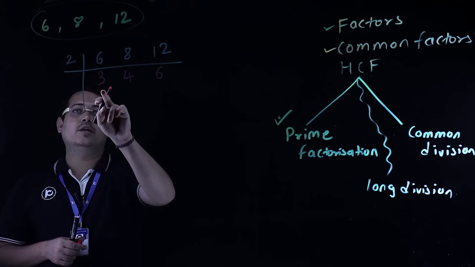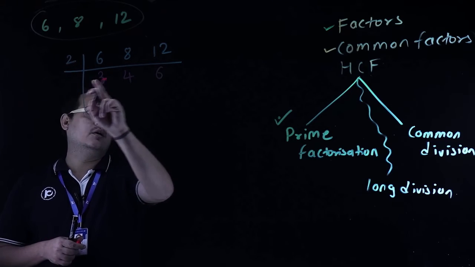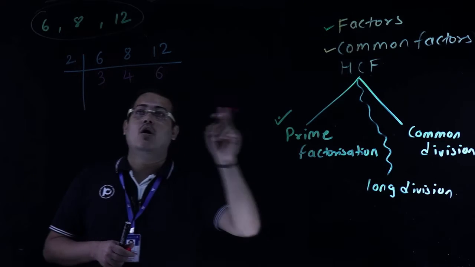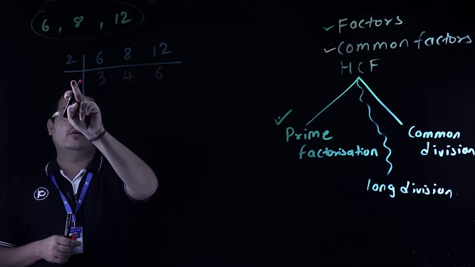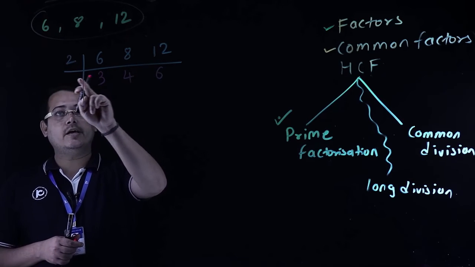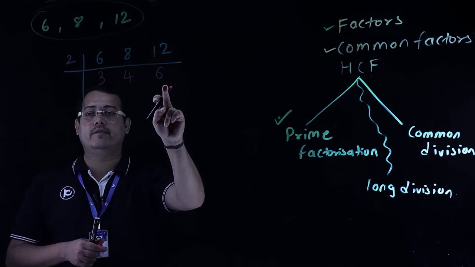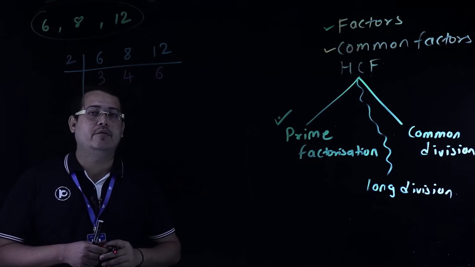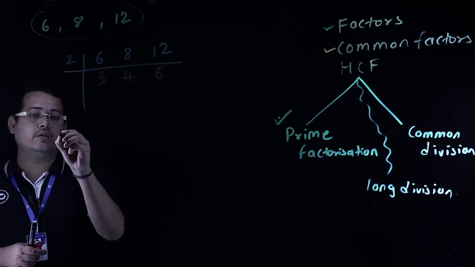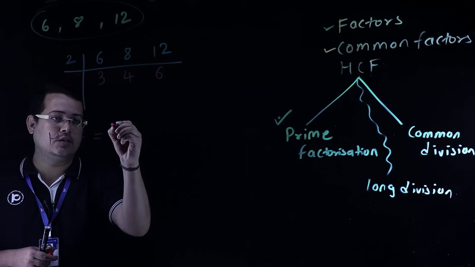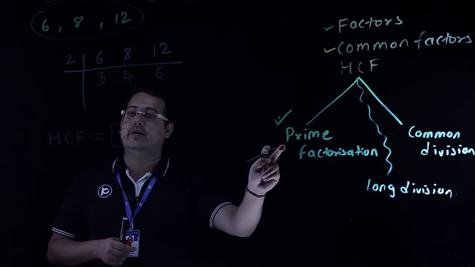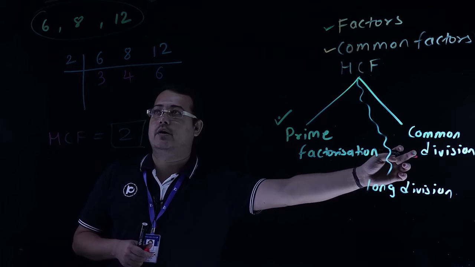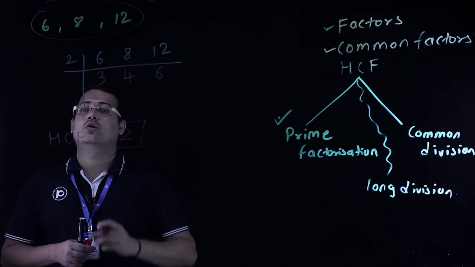Now here you can see 3 is not divisible by 2, so I cannot take 2 here. 4 is divisible by 2, 6 is divisible by 2, but as it is the common division method, all the numbers should be divisible by the same number only. I can take 3, but 4 and 6 are not divisible by 3. So here I have to stop the division, because further it cannot be divided by the same number. Whatever is left is my HCF, and the HCF is 2, as we found in prime factorization also. This method is called the common division method, where all the numbers are commonly divided.